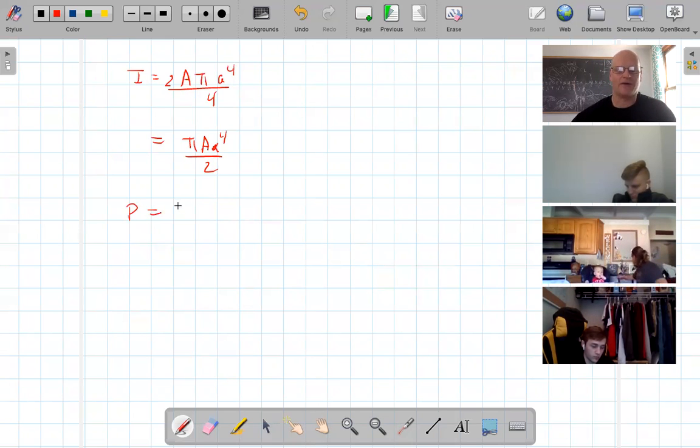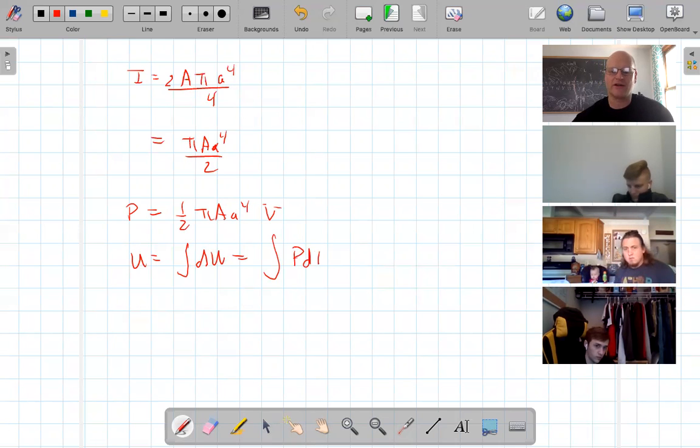So our power then is going to be equal to 1/2 pi A to the 4th times the potential. But we want to know what the energy is. So we know the energy is going to be equal to the integral of the differential energy, which is then equal to the integral of the power integrated over time.